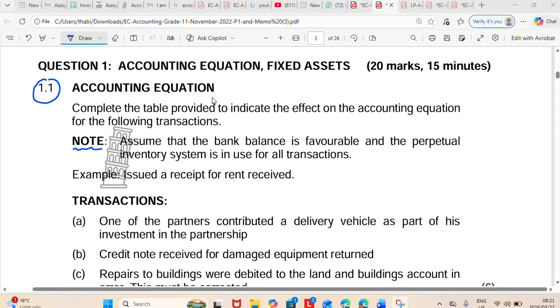In this lesson, guys, we're going to do the accounting equation. So on your side, you definitely need to make sure that you watch this recording up until the end.